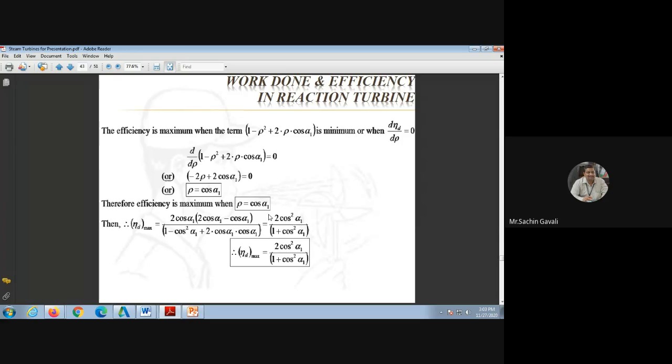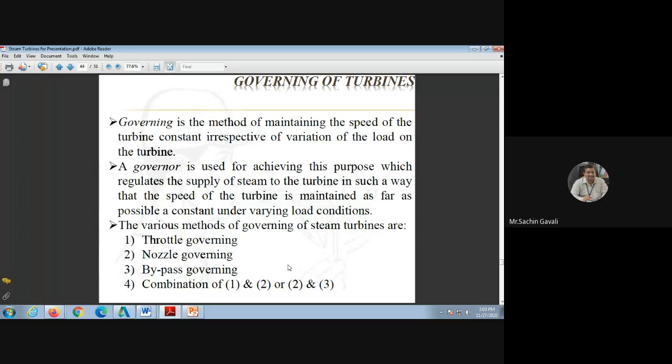आणि इम्पल्स टर्बाईनची किती होती मगाशी डेरिवेशन मध्ये? कॉस अल्फा 1 बाय 2 आणि त्याचा मॅक्झिमम ब्लेड इफिशियन्सीचा फॉर्म्युला आहे 2 कॉस स्क्वेअर अल्फा 1 डिवाइडेड बाय 1 प्लस कॉस स्क्वेअर अल्फा 1. डिग्री ऑफ रिएक्शन काय 2 कॉस स्क्वेअर अल्फा 1 डिवाइड बाय 1 प्लस कॉस स्क्वेअर अल्फा 1. ओके, हे डेरिव्हेशन आहे. रिएक्शन टर्बाईनचं डेरिव्हेशन आपल्याला नाहीये.